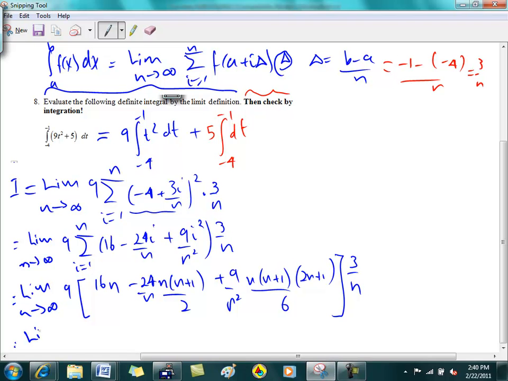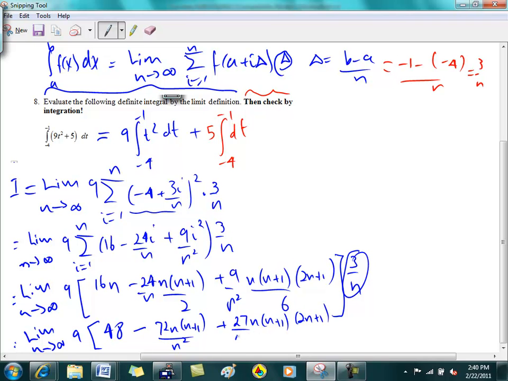Which then becomes limit as n goes to infinity of 9. And now I'm going to pull this 3 over n inside, okay? So then that becomes 48. And the next term becomes 72n times n plus 1 over n squared. This n times n gives you n squared, plus 27 n times n plus 1 times 2n plus 1, and downstairs I have 6n cubed, which comes from 6 times n squared times n, okay?